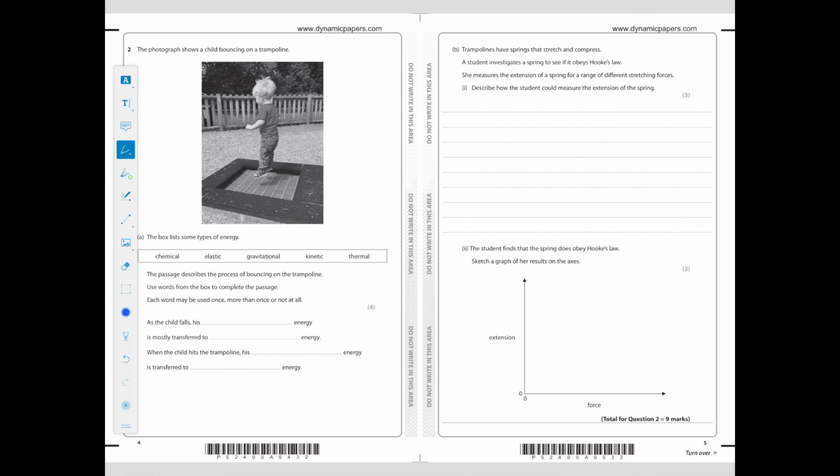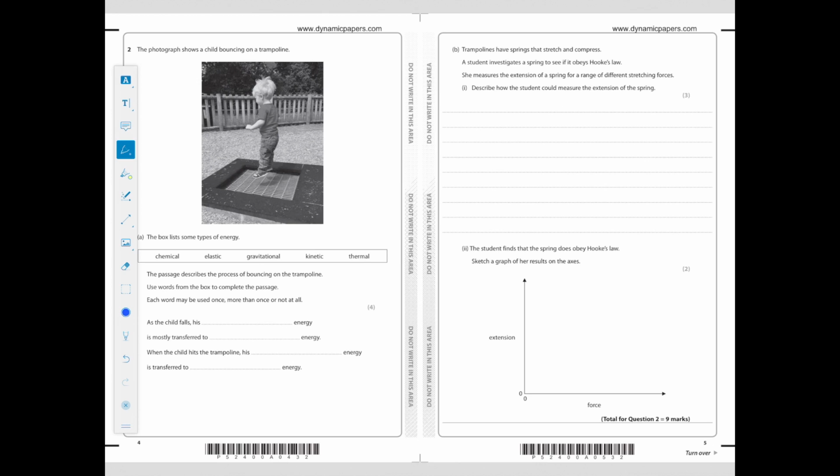Question 2. The photograph shows a child bouncing on a trampoline. The box lists some types of energy: chemical, elastic, gravitational, kinetic, and thermal. The passage describes the process of bouncing on the trampoline. Use words from the box to complete the passage. Each word may be used once, more than once, or not at all. As the child falls, his something energy is mostly transferred to something energy.